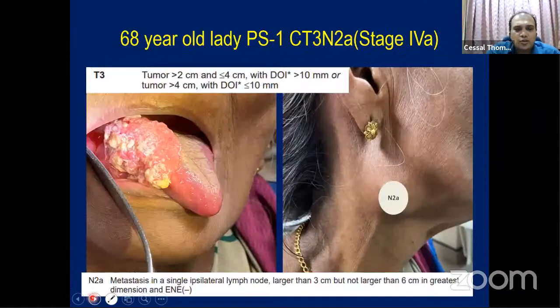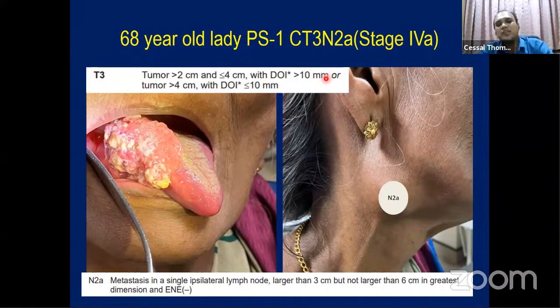Second, you can have a T3 disease where the patient had N2A disease. N2A disease is a single ipsilateral node, more than 3 centimeters and less than 6 centimeters, without features of extracapsular extension. Mobility should not be restricted. So this is a T3N2A. Again, it's a stage 4 disease, and it's a planned treatment.